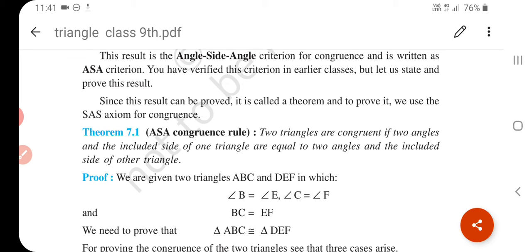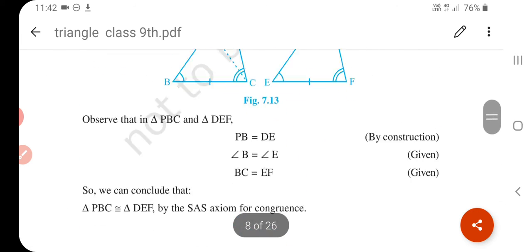Now, some properties of triangles. In this section we learn two theorems. The first theorem says that angles opposite to the equal sides of an isosceles triangle are equal.